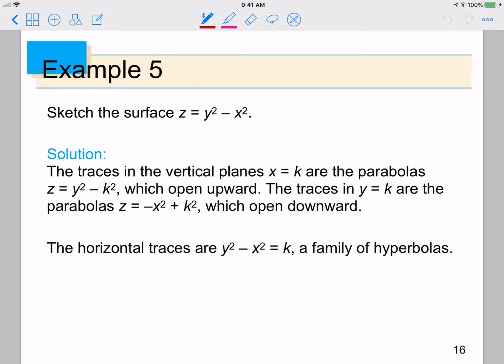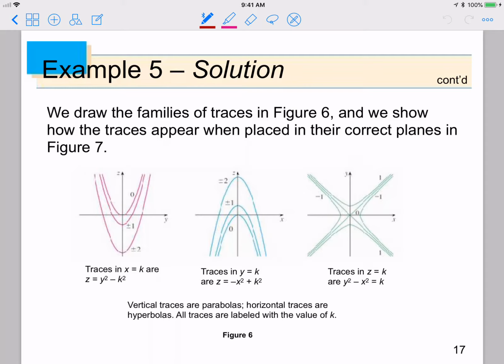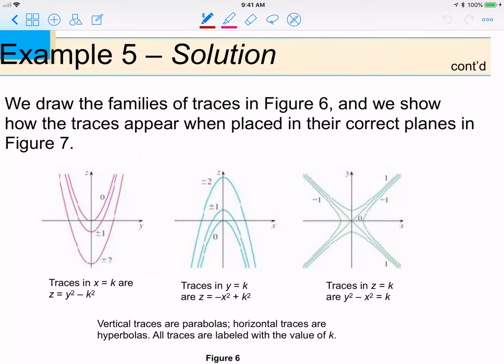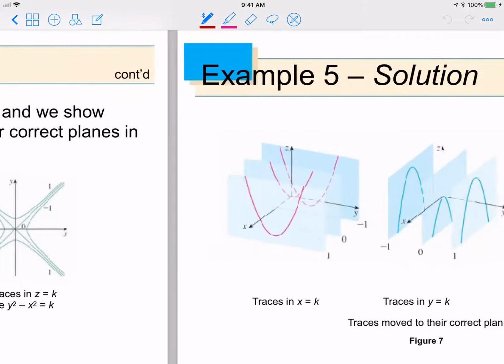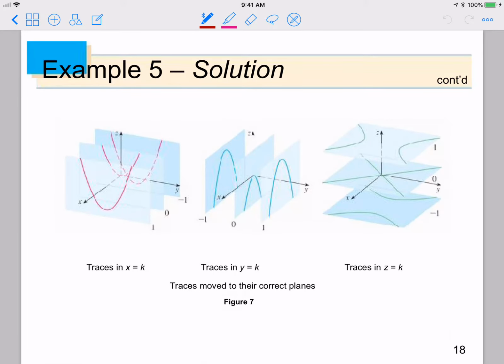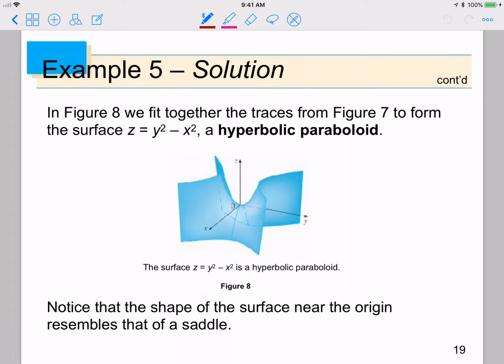This example is very similar: sketching the surface z equals y squared minus x squared, and you look at the traces. Notice here that we're doing the traces in 2 dimensions, so it's easier to see. And now to get the idea of the 3rd dimension, you take those traces and concatenate them to get an idea of what the traces look like all together. And this is called a hyperbolic paraboloid, aka saddle.